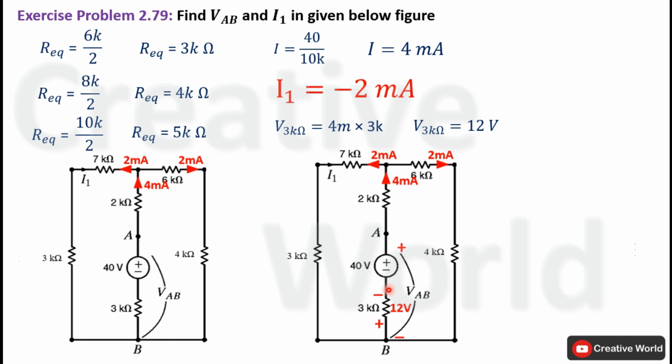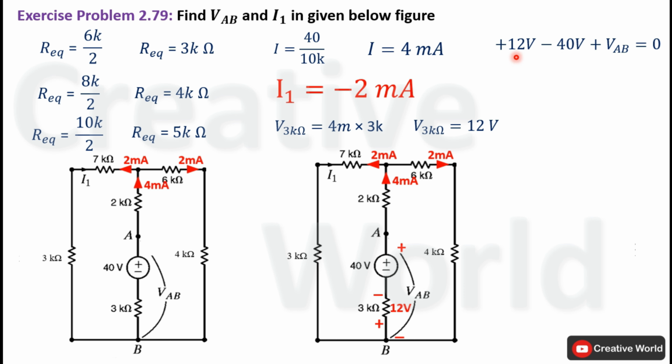Now we will apply Kirchhoff's voltage law inside this semi-closed loop to calculate voltage VAB. For that purpose, we will assume the direction of current inside this semi-closed loop in clockwise direction. Start from this 12 volt source. The current entering terminal is positive because of the clockwise direction of current. So 12 volt will be taken with positive sign. Move to the next voltage source element. The current entering terminal will be negative. So 40 volt is taken with negative sign. Similarly, the current entering terminal will be positive for VAB. So VAB is taken with positive sign.